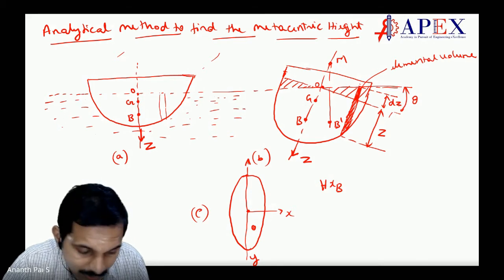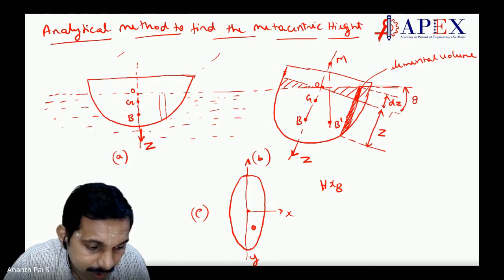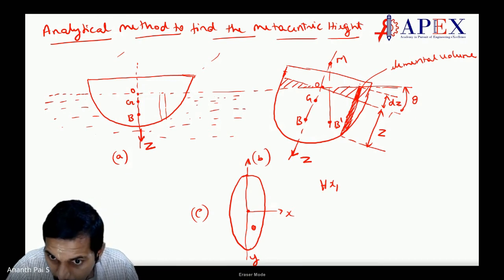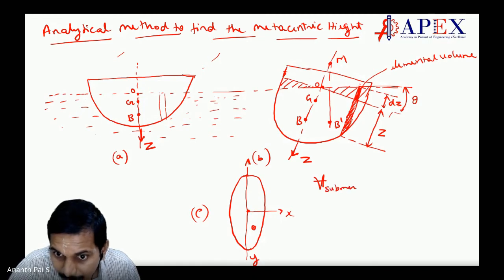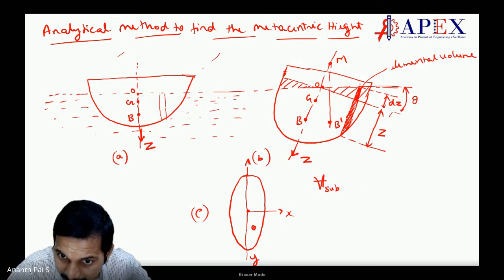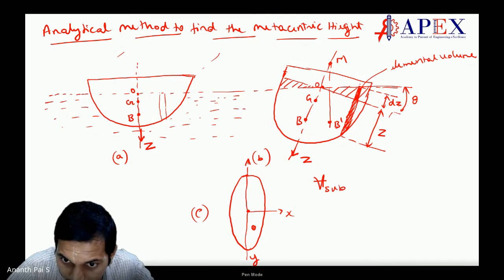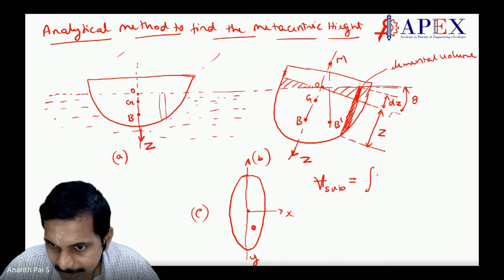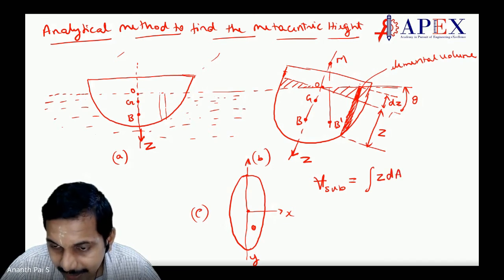So now, if I consider the volume of x which is submerged, let me put it like this: volume submerged, or I'll put it as V_s. I hope you'll understand. Volume submerged, if I say, is equal to the integration of z dA into x.